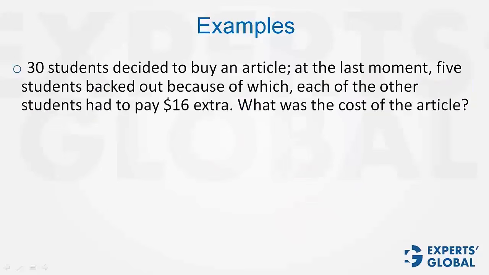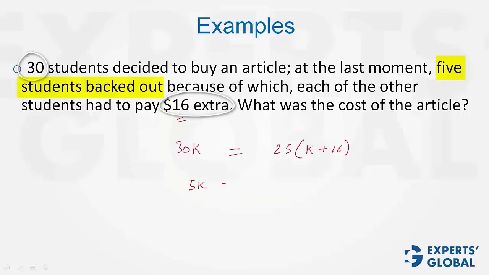Look at the next question. 30 students decided to buy an article, so total cost 30K. Then 5 backed out. 25 remain, and the per head cost increased by 16. So now this is 25 times K plus 16, and they both are equal because the price of the article would be the same. On solving, we get 5K equals 400. K equals 80. Price of the article is 30K. So this is $2,400. That's the answer.